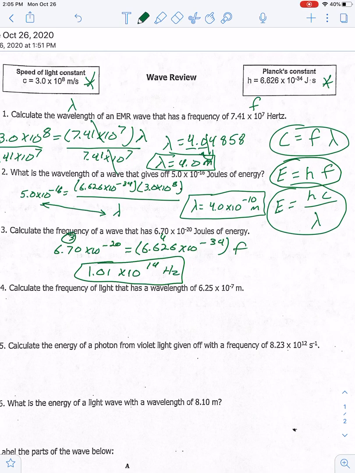Okay, number 4, calculate the frequency of a light. So I'm looking for F, and I know wavelength. Okay, so that means I'm going to go back and use this first equation again, C equals frequency times wavelength. So I already know C, 3.0 times 10 to the 8th equals frequency times wavelength. Frequency I don't know, so I'm going to leave it as F. And wavelength is 6.25 times 10 to the negative 7 meters. So divide both sides by 6.25 times 10 to the negative 7th. So 3 to the 8th power divided by 6.25 to the negative 7.